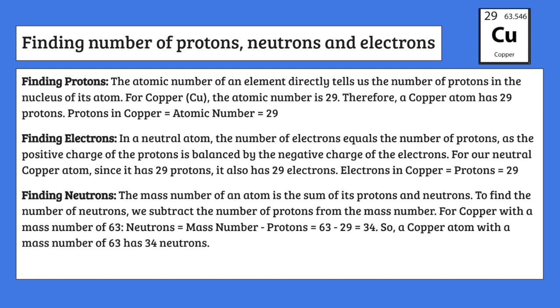Okay, now let's figure out how to find the number of electrons. Now, this is very easy as well, because in a neutral atom, the number of electrons always equals the number of protons. This is because the positive charge of the proton is balanced by the negative charge of the electrons. So for a neutral copper atom, it has 29 protons, therefore it also has 29 electrons.